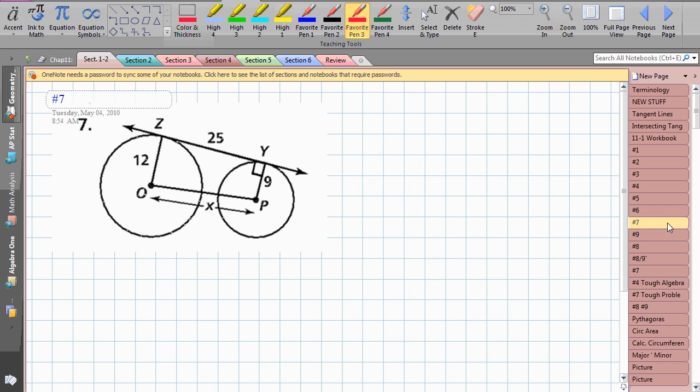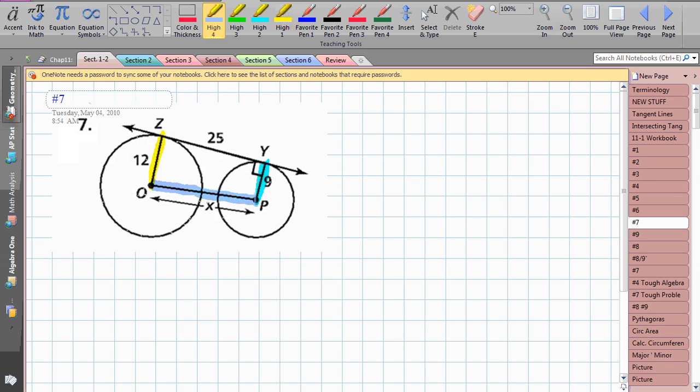All right, let's try to take a look at another one. I love this picture here. These are two circles. One is a larger circle with radius 12. That's really important to see. And another one is a little bit smaller with radius 9. In this problem, the goal is to find this length between the two centers, O and P.